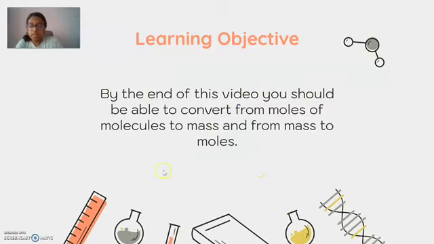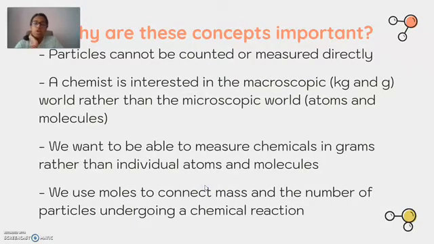Our learning objective is that by the end of this video, you'll be able to convert from moles of molecules to mass and from mass to moles. So, why are these concepts important? Particles cannot be counted or measured directly. A chemist is rather interested in the macroscopic world, which includes kilograms and grams, rather than the microscopic world, which would be atoms and molecules. We want to be able to measure chemicals in grams rather than individual atoms and molecules. So we use moles to connect mass and the number of particles undergoing a chemical reaction.